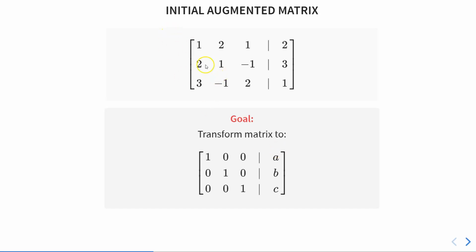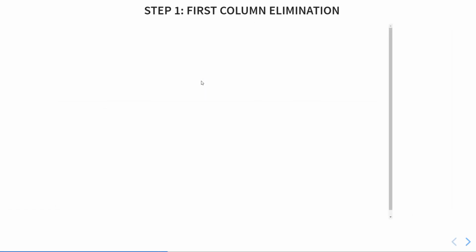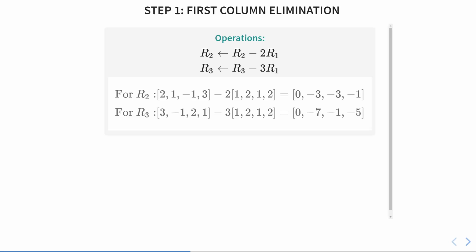So for that, first I am making the second row first element and third row first element 0. For that I have to do a second row operation and a third row operation. So here is the row operation: R2 minus 2R1 will give the new R2, and R3 minus 3R1 will give the new R3. By doing that, the second row first element and third row first element will be 0.